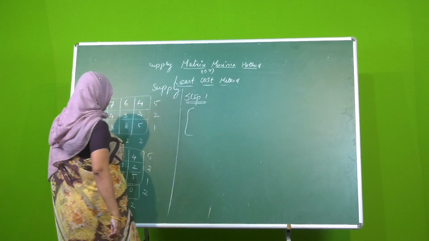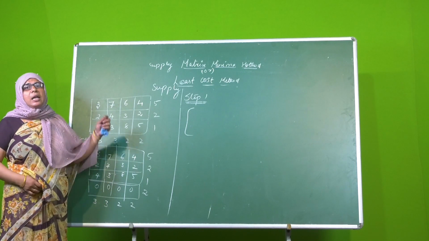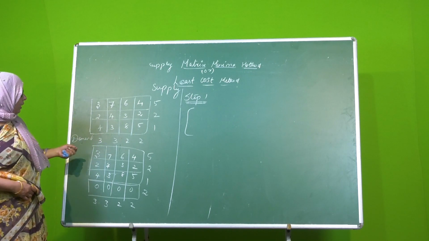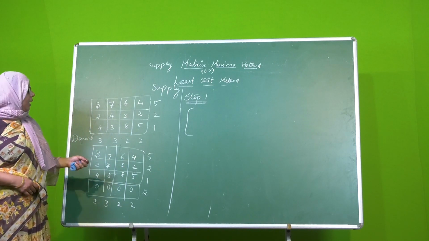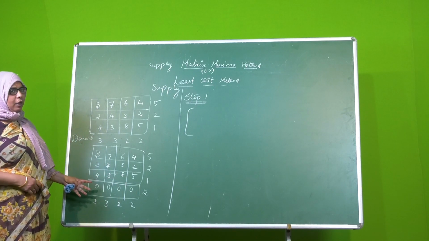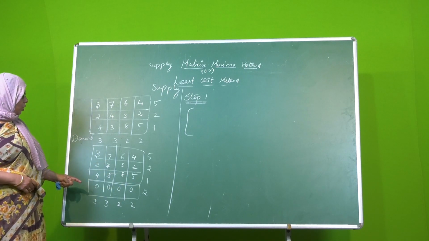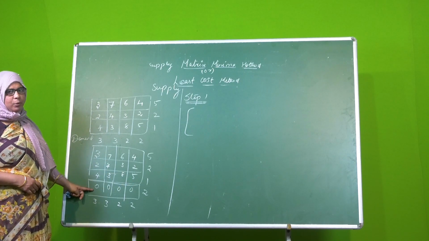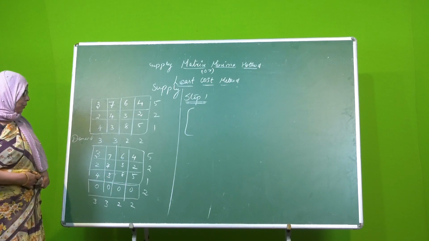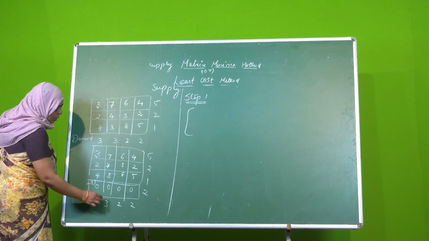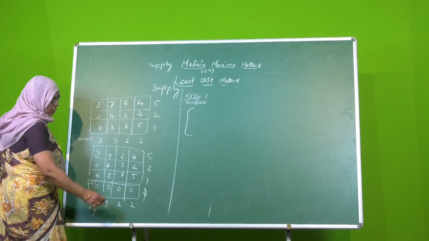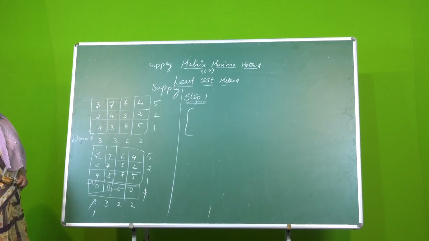Step 1. This is the least cost method or matrix minima method. In this method we have to select the minimum element. In this problem, what is the minimum element? 0 is the minimum element. We can select any one 0, so I select the first one. The row element is 2 and the column element is 3, so we allocate 2. Out of 3, 3 minus 2, remaining 1. So the last column should vanish.